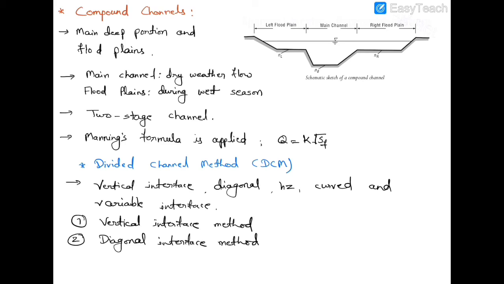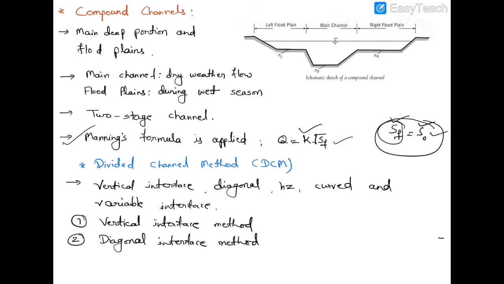Remember here SF is equal to S naught for uniform flow. What is S naught? S naught is the bed slope of the channel and SF is the energy slope. In case of non-uniform flow, usually we use the slope of the energy instead of the bed slope of the channel. So here we apply the Manning's formula by considering a common conveyance K and energy slope SF.